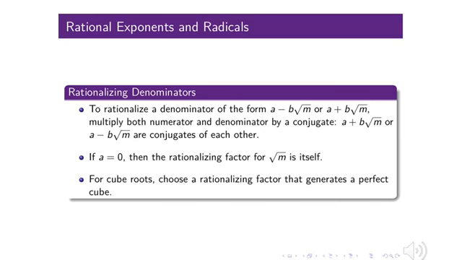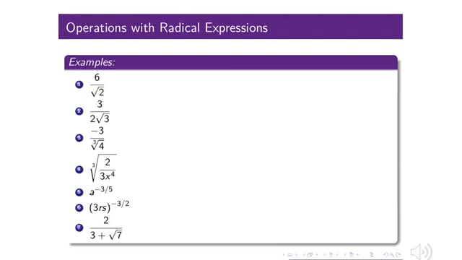Second, if a is equal to 0, from the expression a plus or minus b square root of m, then the rationalizing factor for the square root of m is itself. The third, for cube roots, choose a rationalizing factor that generates a perfect cube. Now we have 7 examples, and to perform each operation, we just need to remember the techniques for rationalizing denominators.